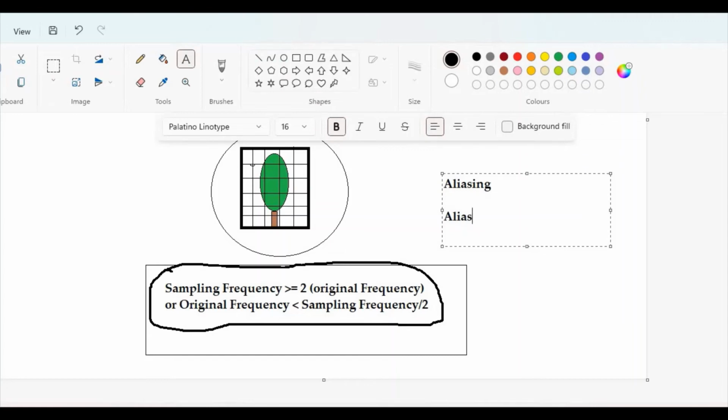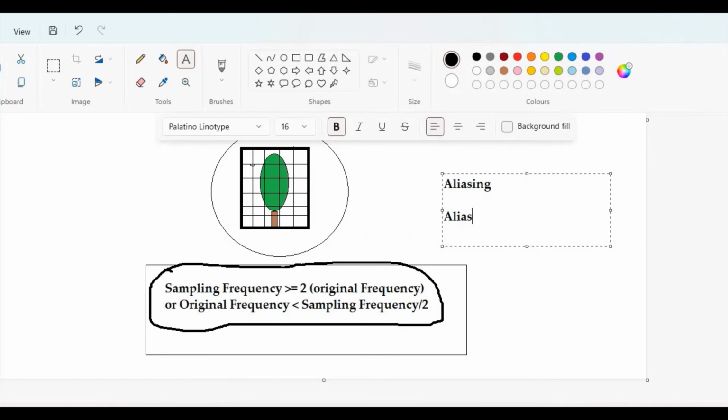So we have these two terms, aliasing and alias. In simple words, what is an alias? Alias means a duplicate, or a pen name. It's not the original name, it is a pen name. That is what an alias is. And aliasing is the effect. Now, we are talking about digital image processing, so in that sense, what is aliasing? We are talking about duplicate frequency. Aliasing means that a frequency has a pen name or a duplicate name.